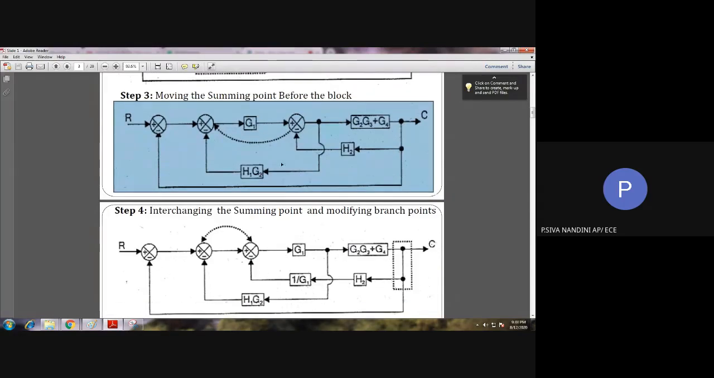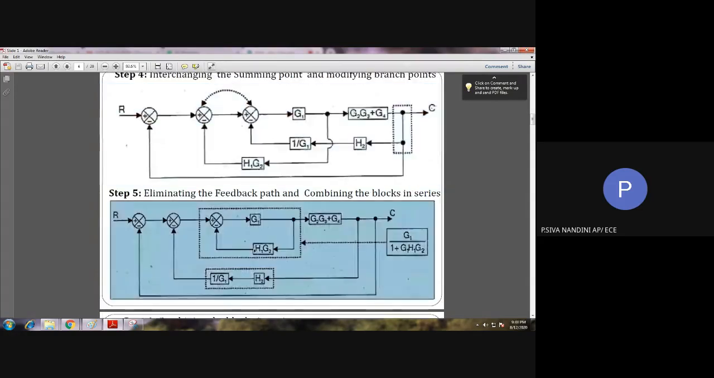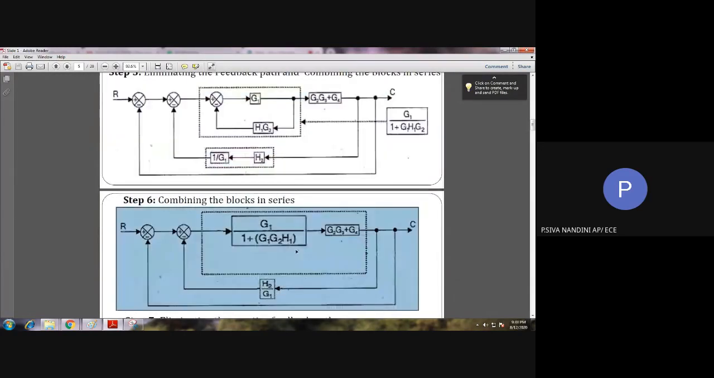Next, if you see, to obtain the negative feedback, we can interchange the summing point. So before interchanging the summing point, you need to bring this third summing point before G1. So the block diagram will be like this. After that only we can interchange the summing point. So after interchanging, the block diagram looks like this. Then here we have simplified the series block as well as the negative feedback loop. Thus we obtain this block diagram.